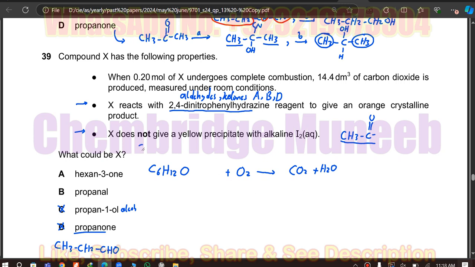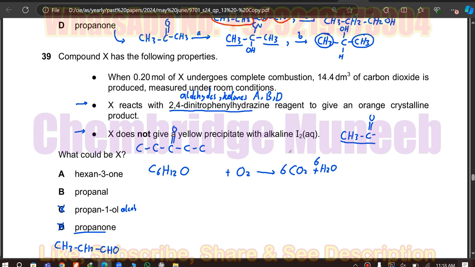This is the molecular formula of hexan-3-one. When it reacts, let me draw separately the display formula. When it reacts with oxygen, we get carbon dioxide and water. Now we need to balance it. I have 6 carbon atoms here, so I will multiply by 6 over here. Now you have 6 carbon atoms. Now check the hydrogens. There are 2 hydrogens here, so I'll multiply by 6 over here. Now hydrogens are balanced. Now check the oxygen.